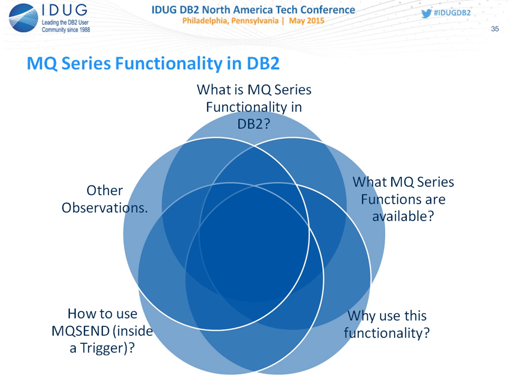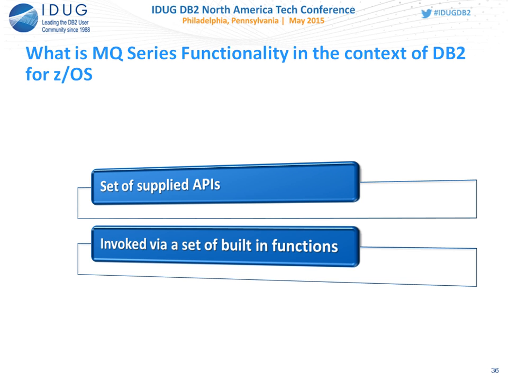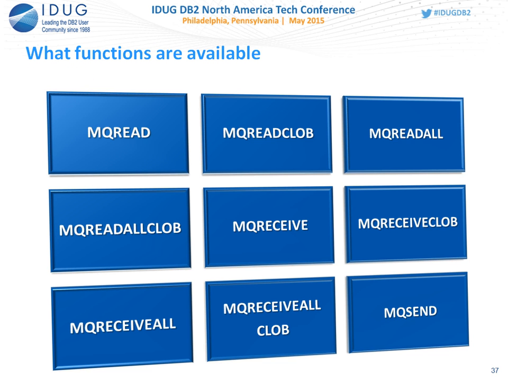So again, quickly go through what is MQ, why, when, how to use MQ Send. MQ is a supplied set of APIs, and they're invoked by a set of built-in functions, similar to user-defined functions. As of version 10, there are 9. There were more in version 9, that's actually reduced. So you've got several reads, several receives, and an MQ send. MQ read reads queues, MQ receive pulls stuff off queues, MQ send writes to a queue.